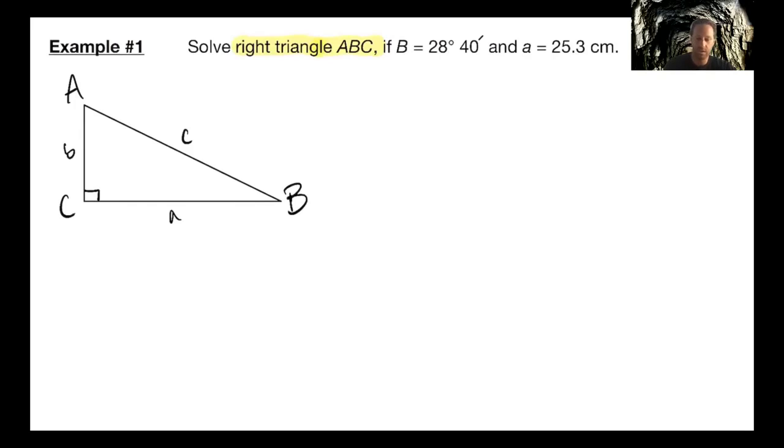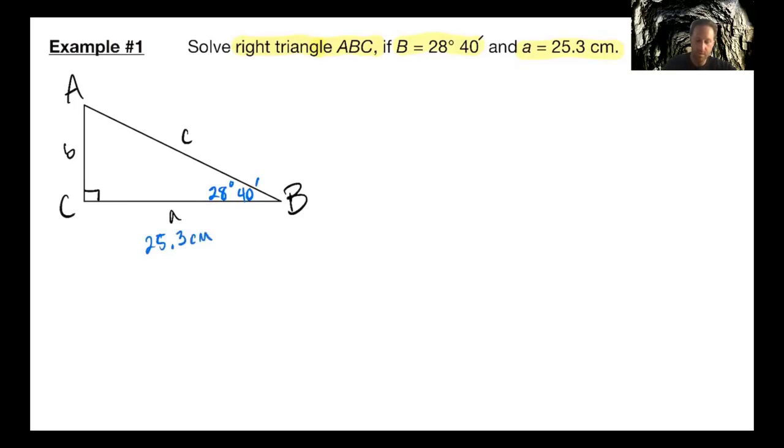And so I'm just going to start labeling what they've given me. And they told us that angle B, using the capital letter, is 28 degrees, 40 minutes. So I'm going to go ahead and label that right here at angle B, 28 degrees, 40 minutes. And little a is 25.3 centimeters. So I'll go to length A, which is that lowercase letter, and put 25.3 centimeters.